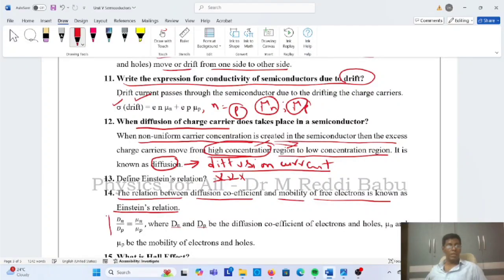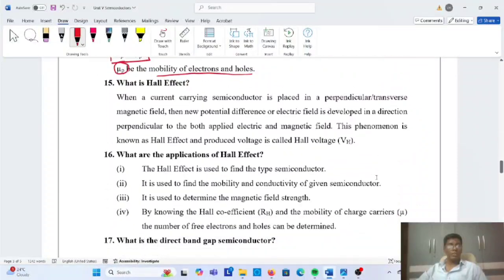Mathematically, this equation can be represented as D n by D p is equal to mu n by mu p. In that expression, D n and D p are known as the diffusion coefficients of electrons and holes. Similarly, mu n and mu p are the mobilities of free electrons and holes. This is about Einstein's relation. This question is also important for the examination.